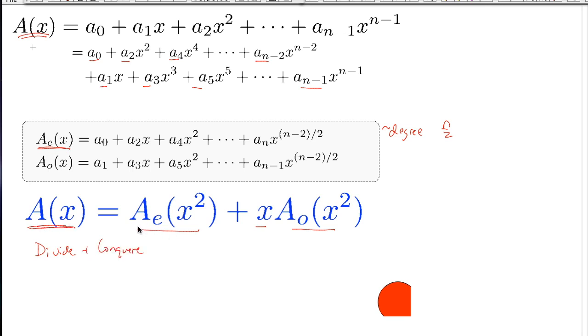We divided a into 2 polynomials. This one right here is degree n. ae and a odd are degree n over 2. So we were able to express the polynomial a in terms of 2 polynomials of degree n over 2, just being evaluated at this special point, x squared. That was the algorithmic insight.